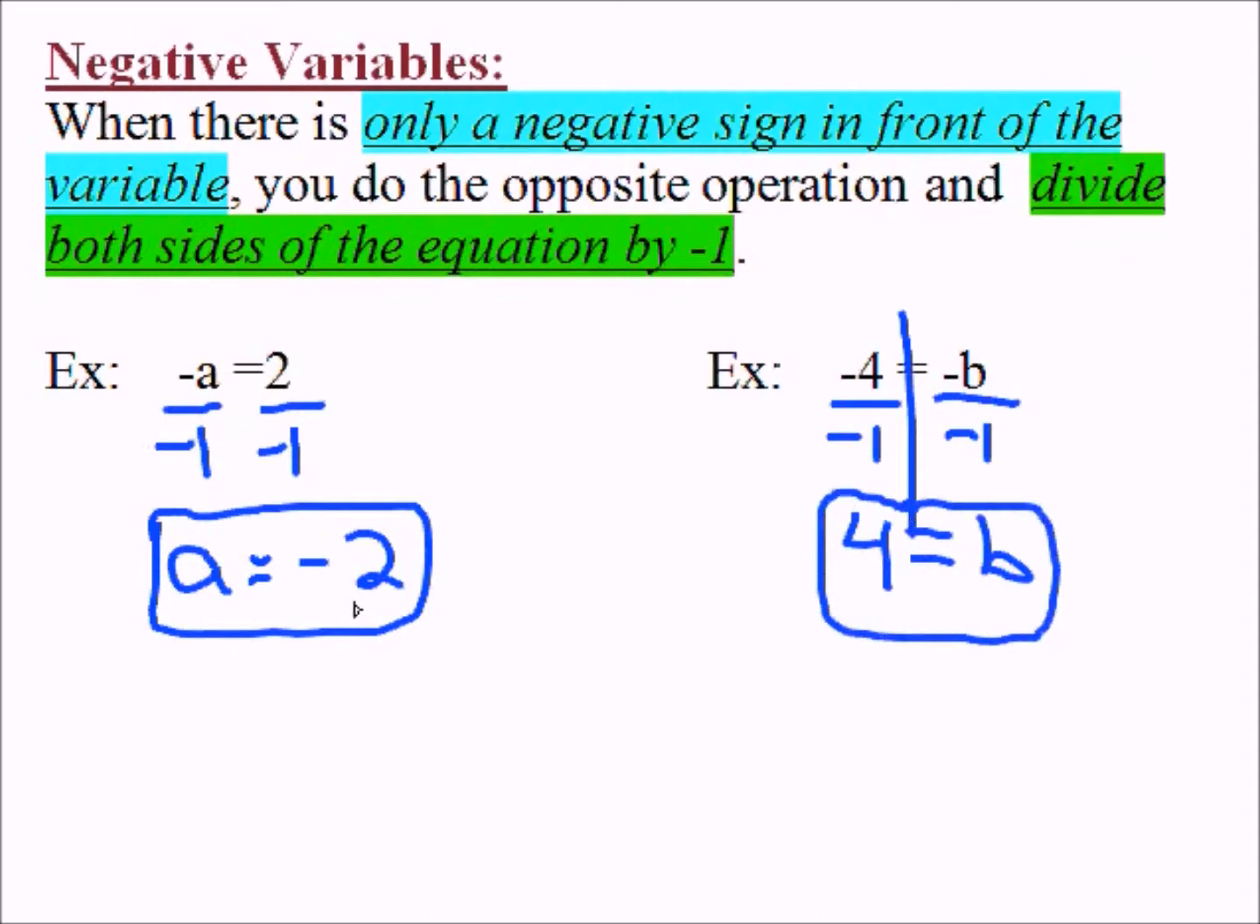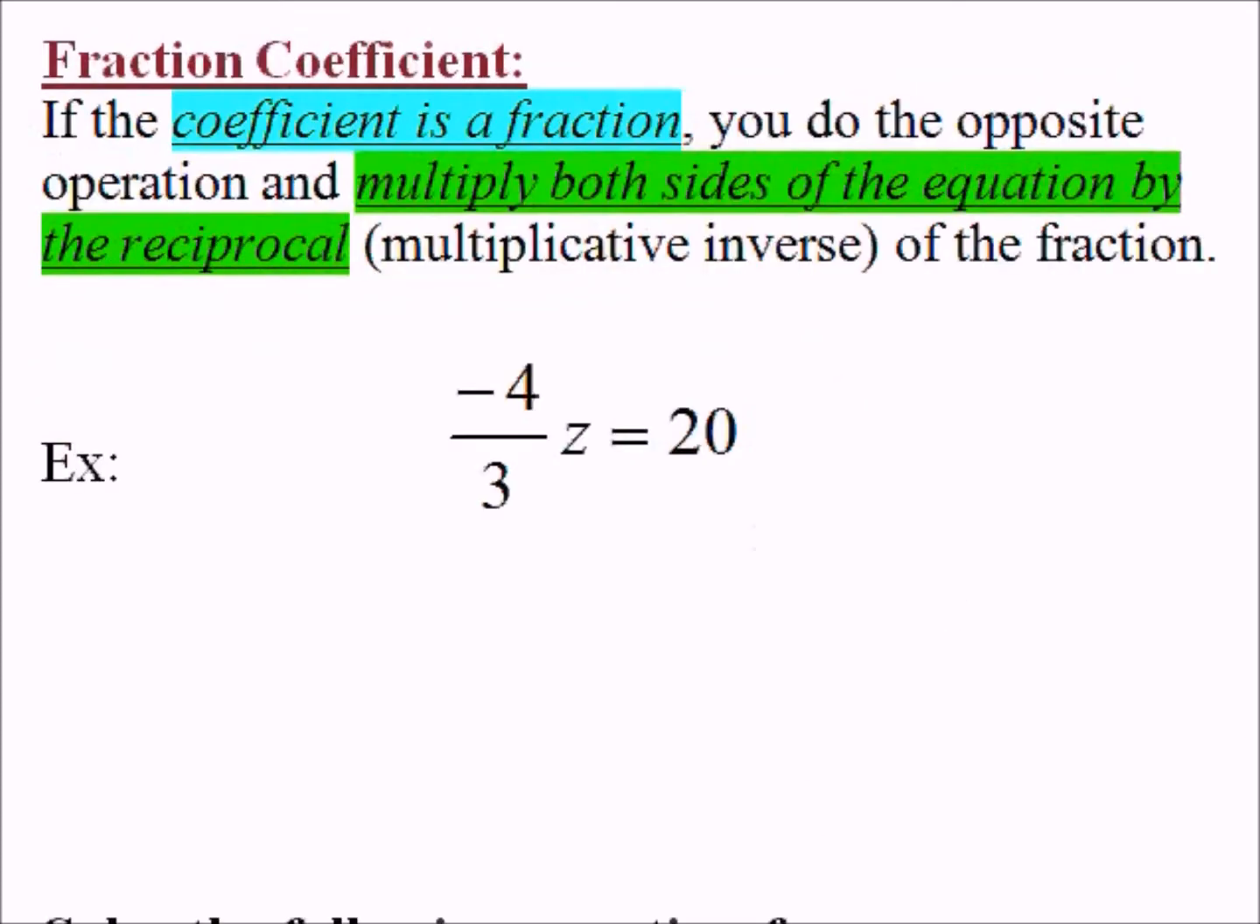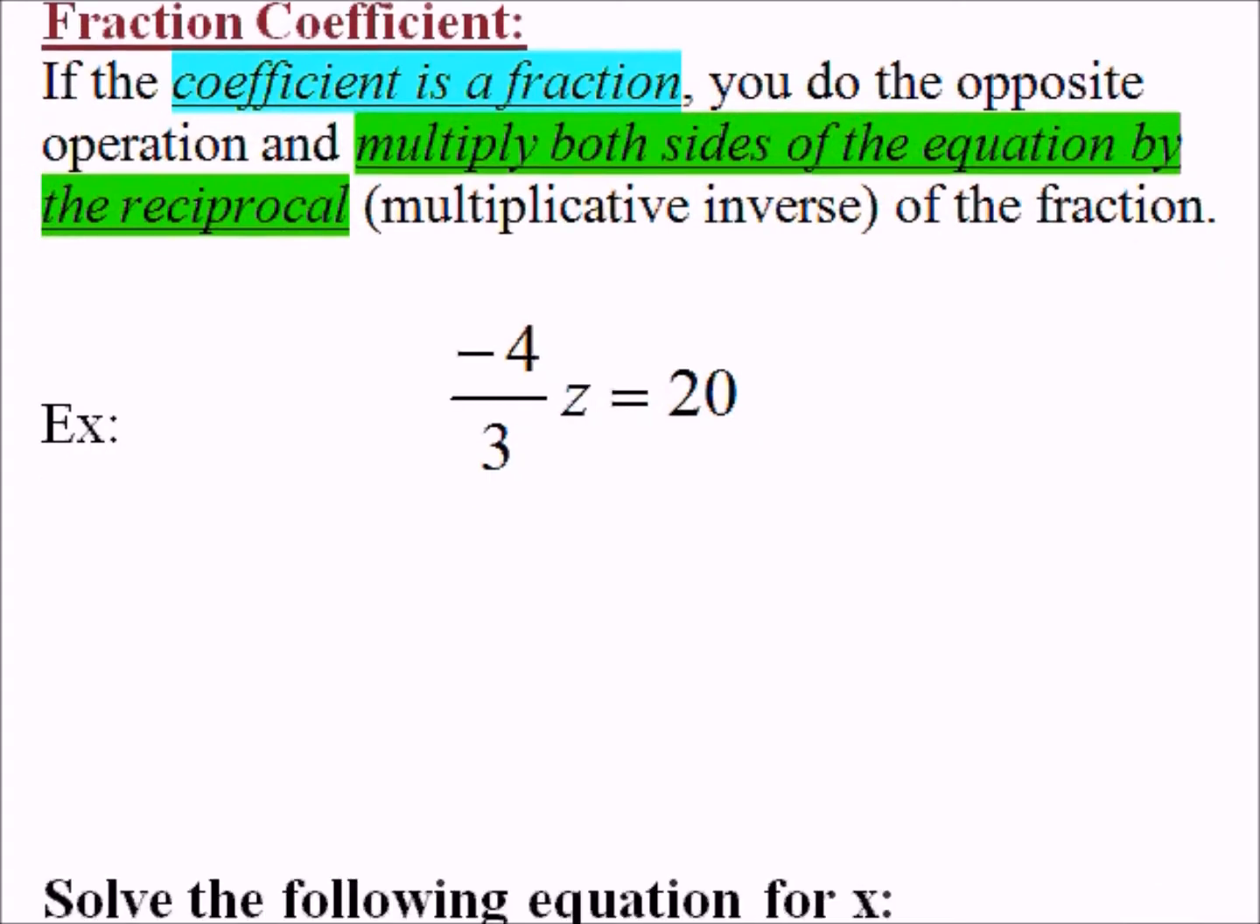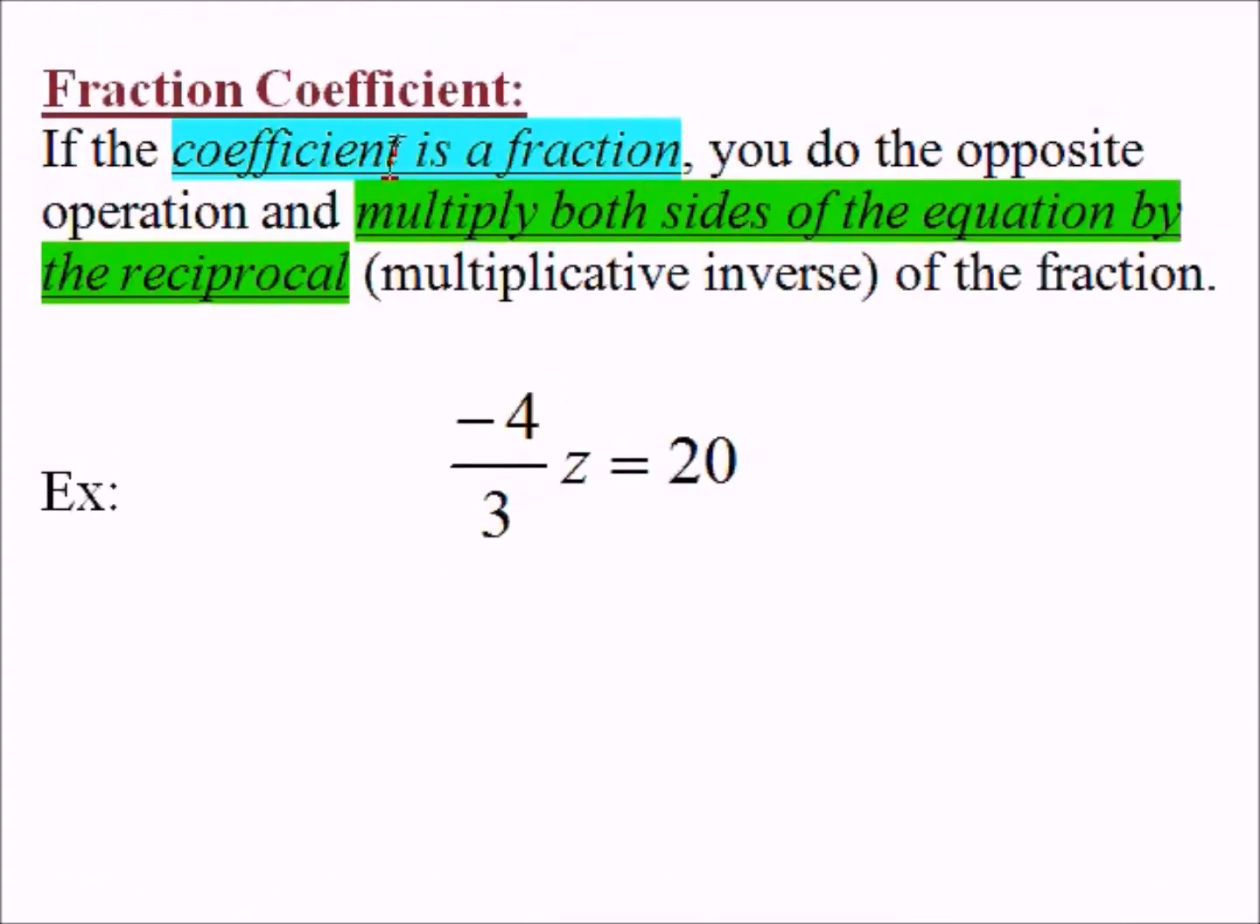Checking our solutions in both of them, negative 2 is a positive 2, so that one checks out. Negative 4, when we put a 4 in for b, is equal to negative 4, so that solution also checks out. We're now on to our last opposite operation, which is a fractional coefficient. If the coefficient is a fraction, you do the opposite operation and multiply both sides of the equation by the reciprocal of the fraction. Reciprocal is also called the multiplicative inverse.